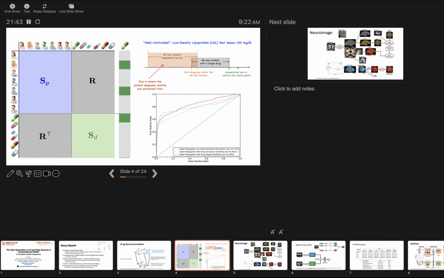Hopefully with the different status or conditions of the patient, I think this one really has some problem.